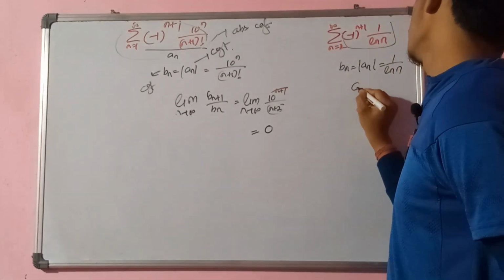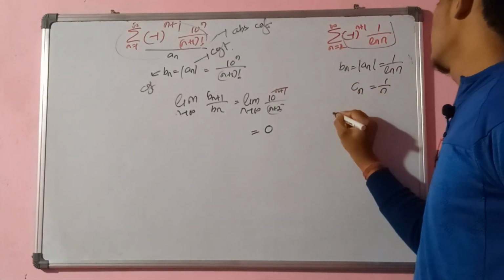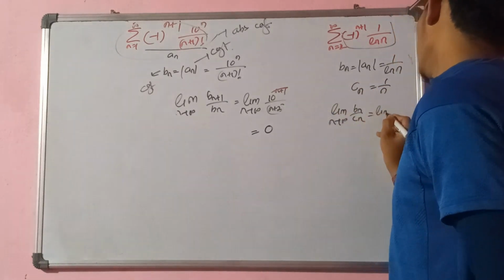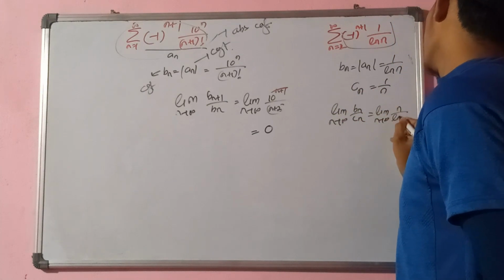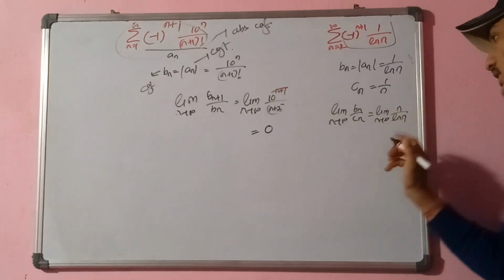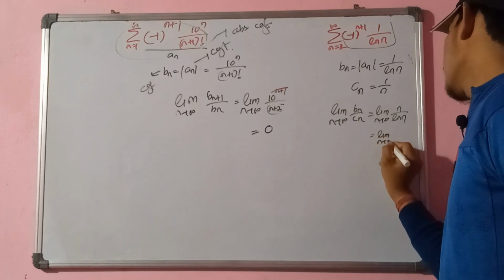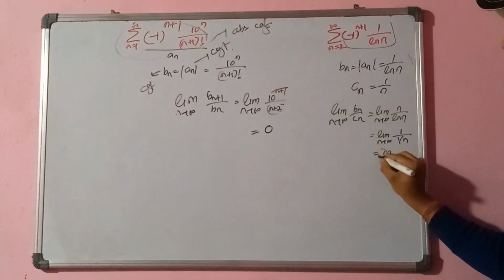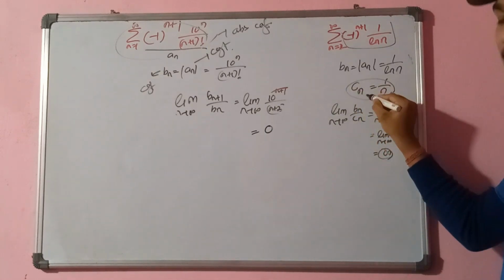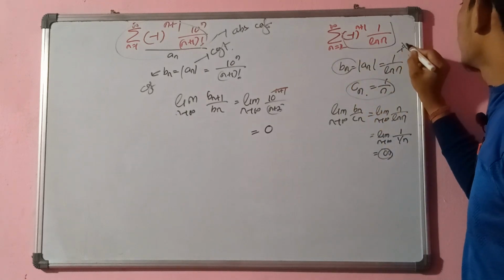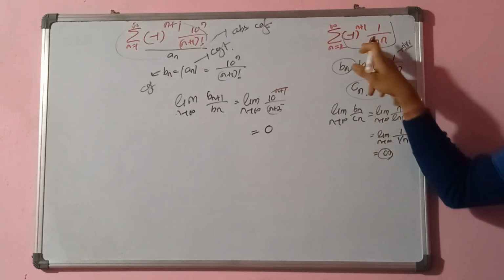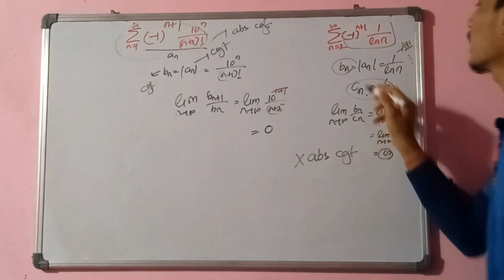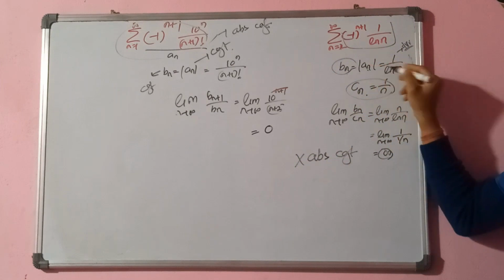So let's say I am using limit comparison. Let's say cn is 1 by n. So limit n tends to infinity bn by cn will be equal to limit n tends to infinity n by ln n. So we will get infinity by infinity form, then just differentiate: limit n tends to infinity 1 by 1 by n, which is equal to infinity. If you are getting infinity and this cn is divergent, then my bn will diverge. That means it is not absolutely convergent, because my mod is divergent.